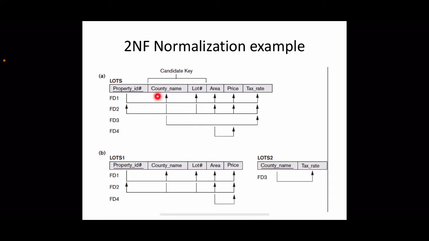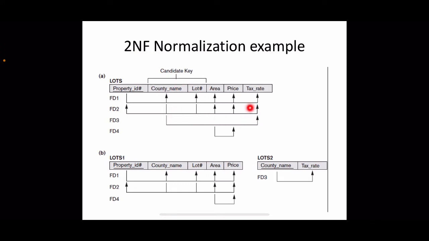Actually, county name is a part of a candidate key. It's a prime attribute, right? So we have a dependency county name, lot number decides tax rate. That was based on functional dependency 2, right? And we have another FD3 which states that county name alone decides tax rate. So this is a partial dependency. If we remove lot number, the functional dependency still holds, right?